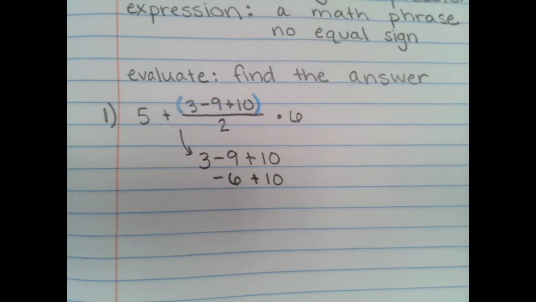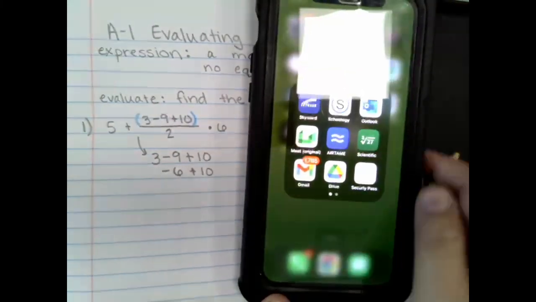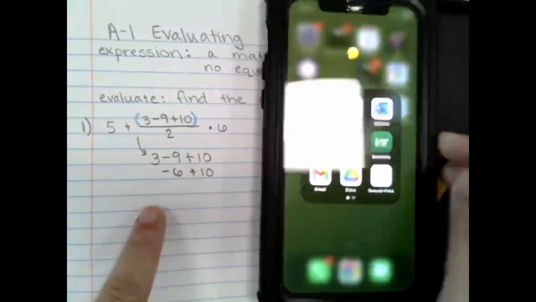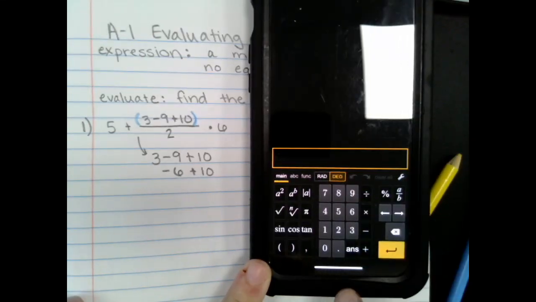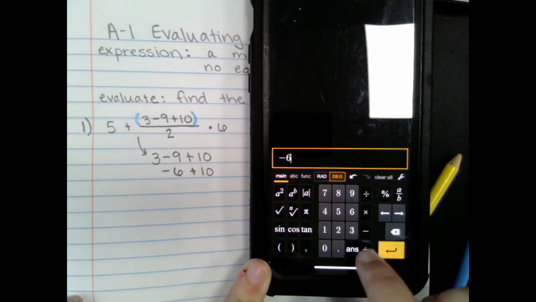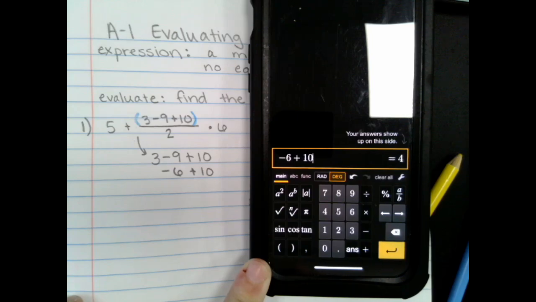Now, if you're like, oh boy, she's asking a lot of me today with negatives, it's okay to use a calculator. Desmos is on your computers. I would use the scientific one, with the 3 and the 27. I'm just going to throw it on my phone quick. For negatives, we just use the minus sign on Desmos. So negative 6 plus 10, and it tells us our answer is 4.